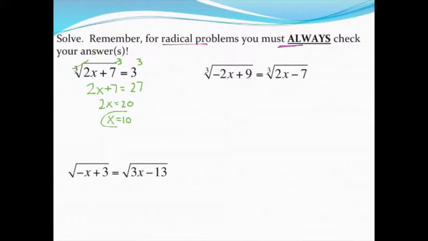So let's take a look at this 10 and see if it does check out. You can do this in your head if you want to; I just want to show you one of these. So 2 times 10 plus 7, I want to take the cube root of that and see if it's equal to 3. Well, 2 times 10 is 20, and adding 7 gets me 27. And yes, the cube root of 27 is 3. So this one does check out.